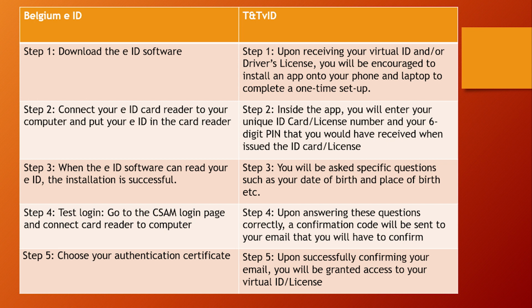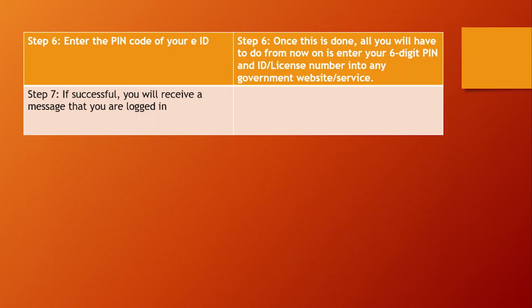You will be asked specific questions such as your date of birth and your place of birth, etc. Upon answering these questions correctly, a confirmation code will be sent to your email that you will have to confirm. Upon successfully confirming your email, you will be granted access to your virtual ID or license. Once this is done, all you will have to do from now on is enter your 6-digit PIN and your ID or your license number into any government website or service to access it.